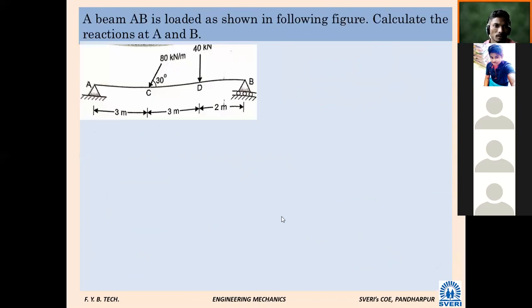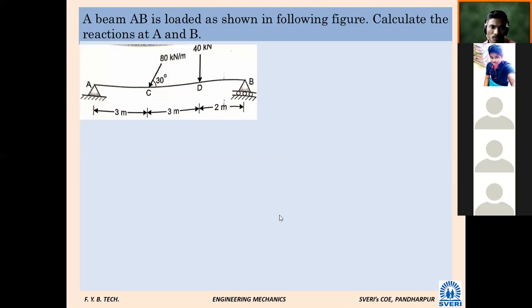Will you take this? Are you observing? Shubham, will you read roll number 16? Yes, sir. A beam AB is loaded as shown in the figure. Calculate the reactions at A and B. Very simple problem. Shall I give 5 minutes or shall we solve? Very simple.